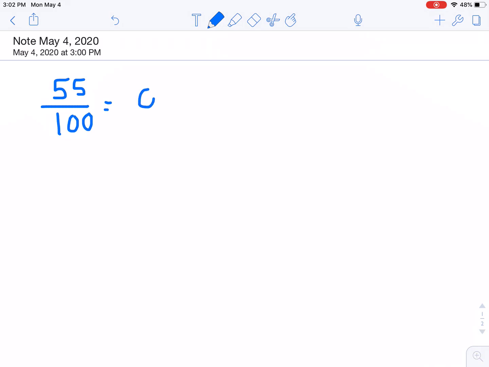And basically, this is 55/100ths. So it looks like that. And to turn that into a percent, remember we move it to the right twice. So the percent sign would go there. And we get 55%. Okay, easy one. Let's try this.